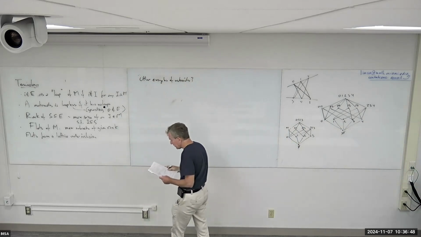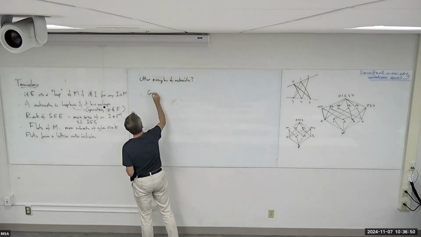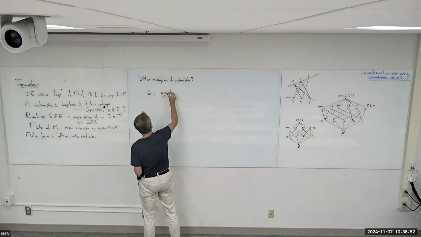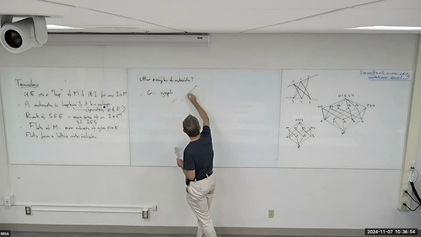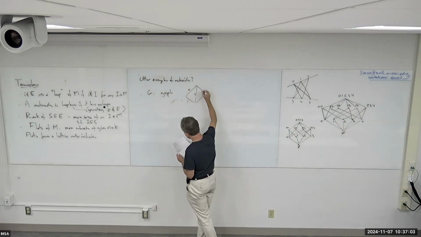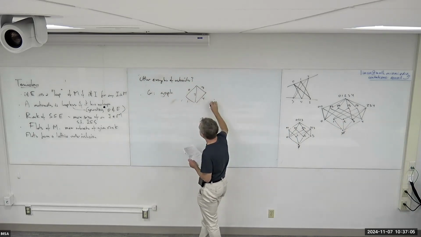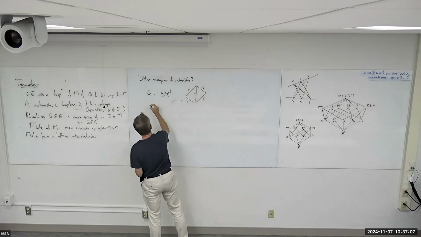You can make a matroid out of a graph. So start with a graph. I like examples, so here's my graph. Let me give numbers to the edges. This is going to be my E set. I want to get a matroid on this set E.